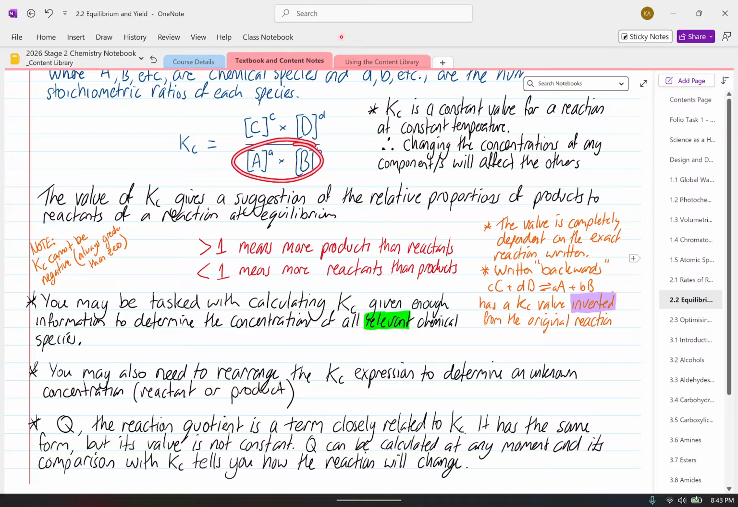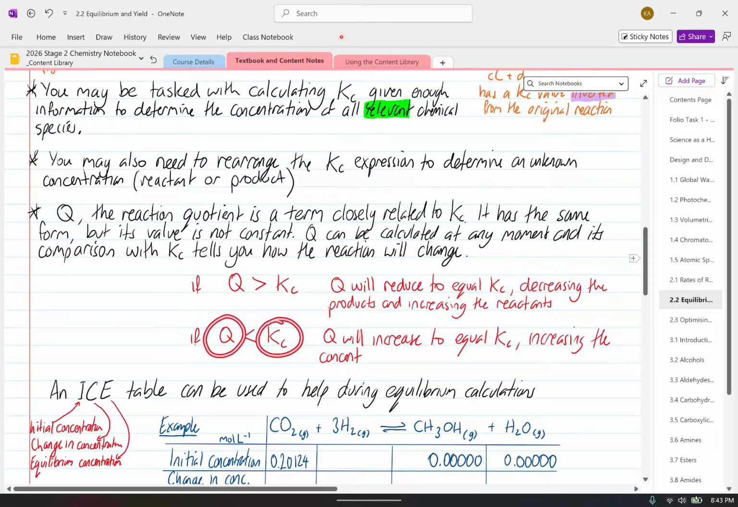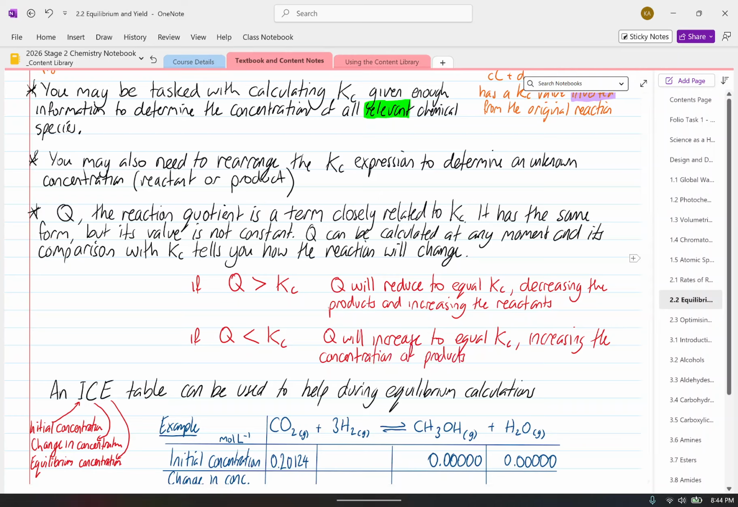Now conversely, if Q is smaller than Kc, that means Q needs to increase for our expression to reach equilibrium. That will increase the concentration of products and decrease reactants, so the reaction will be moving forwards after this point in time.